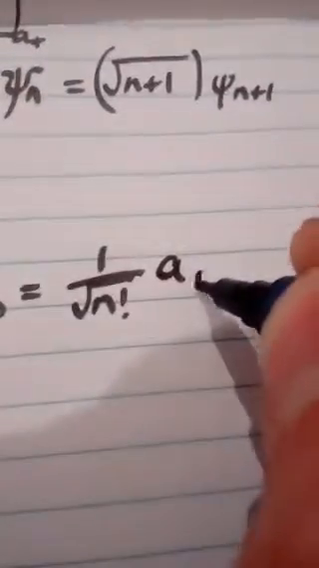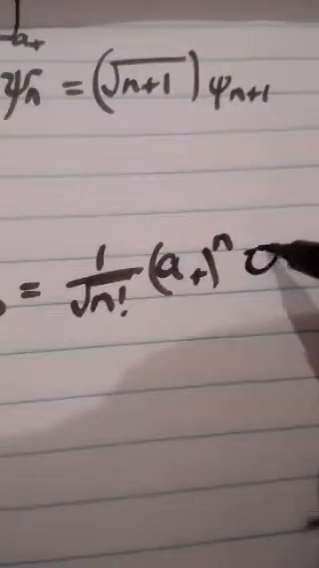A plus to the power of n psi 0. All right, this is easy. I'll show you what factorial is, just to give you an idea. So 2 factorial equals 2 times 1. 3 factorial equals 3 times 2 times 1. 4 factorial equals 4 times 3 times 2 times 1. Right, and it keeps going.